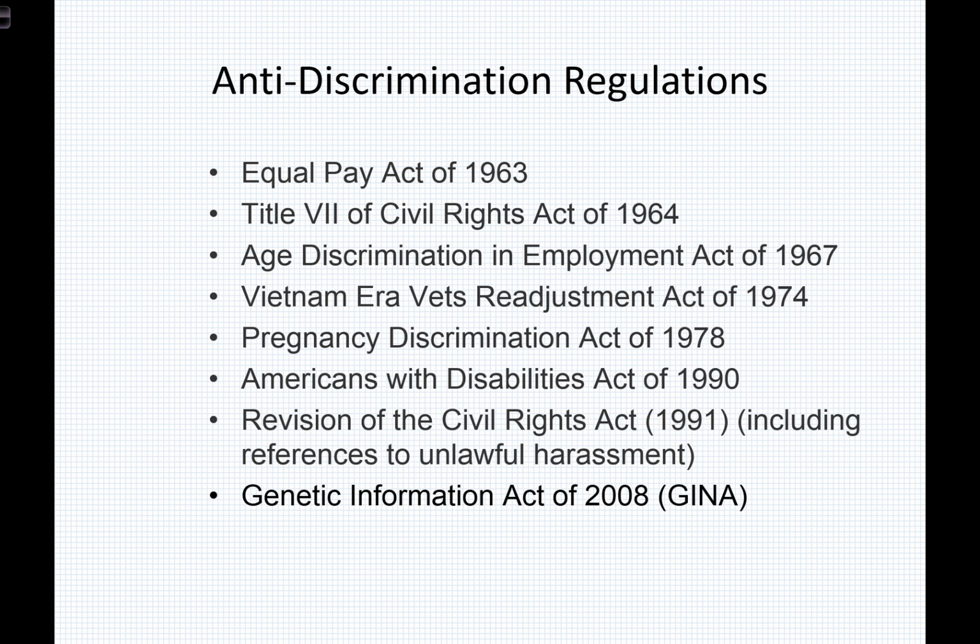The Equal Pay Act of 1963 simply stated that workers with similar jobs should be paid the same regardless of their observable characteristics. A male, a female, black, white, pregnant, non-pregnant, disabled, not disabled, regardless of their observable characteristics, they should be paid the same amount. That act kind of paved the way for the Civil Rights Act of 1964.